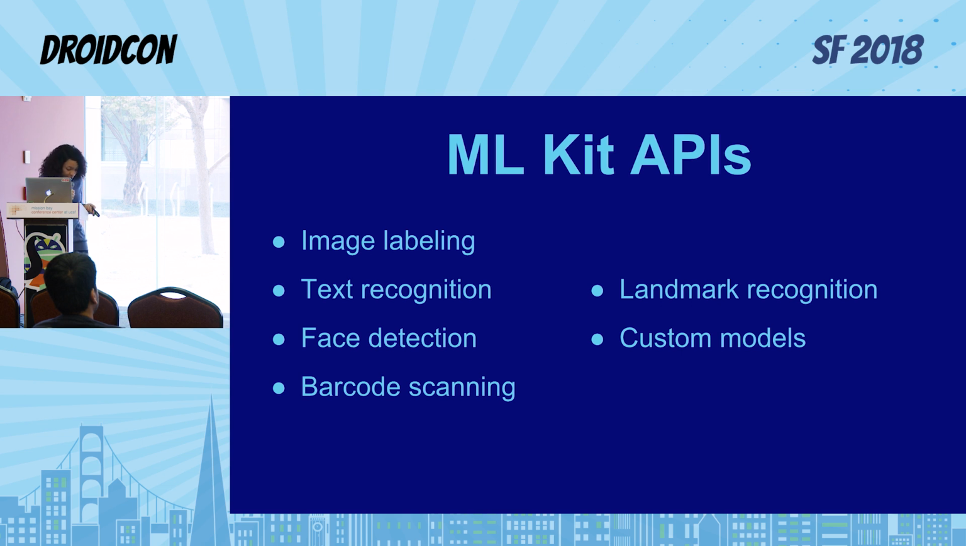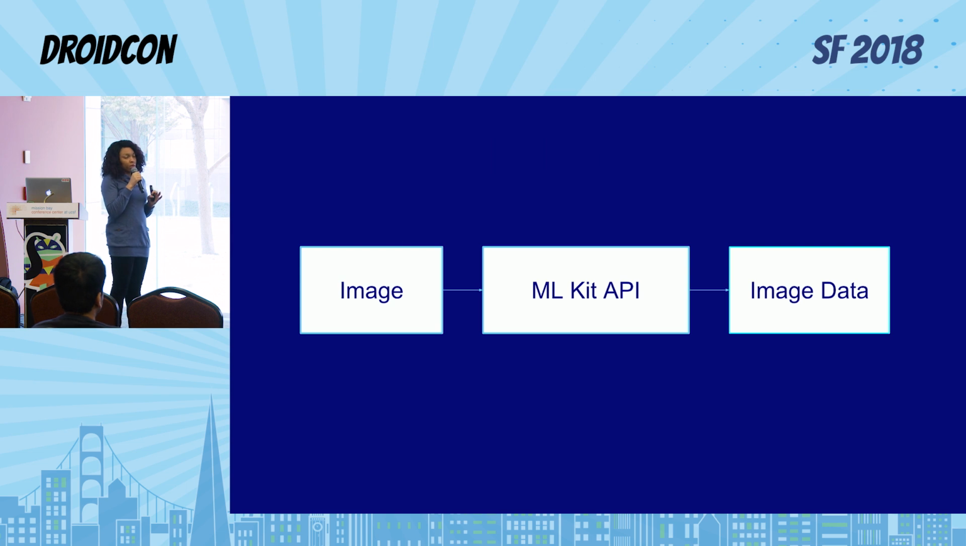So the gist of using the ML Kit API is that you send in an image, and it spits out image data. The image can be a video, or a barcode, or an image with faces or human beings, or whatever image you want to get data from. So you send it into the API, and then it spits out image data. The data could be a list of faces, a list of labels, a list of barcodes, whatever data you need. So let's start with the image labeling API.